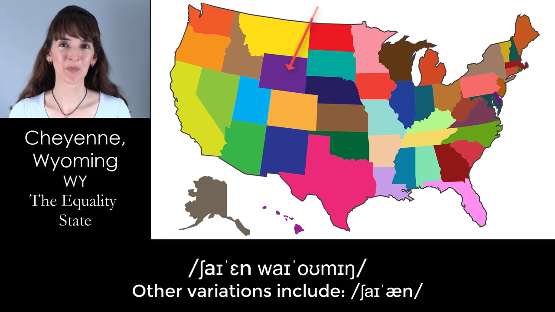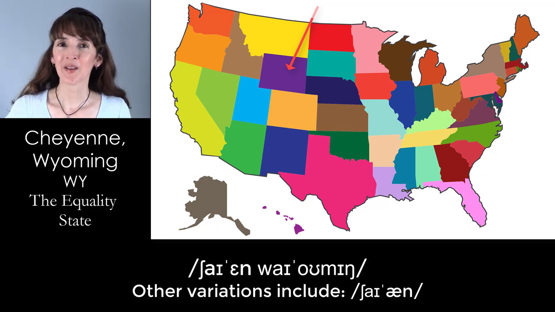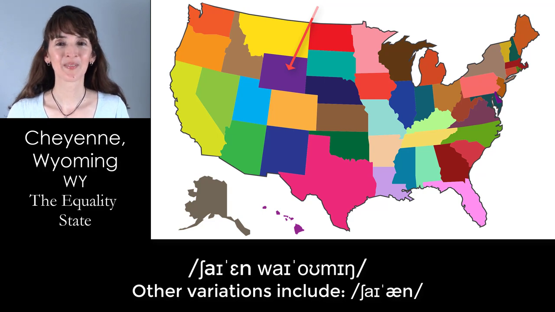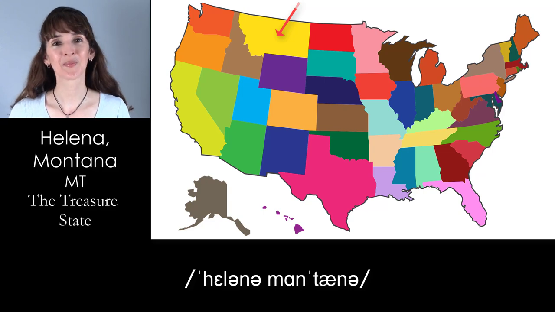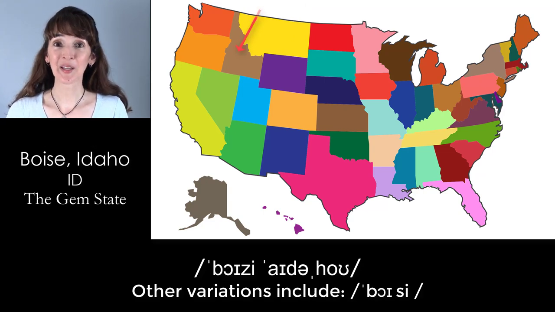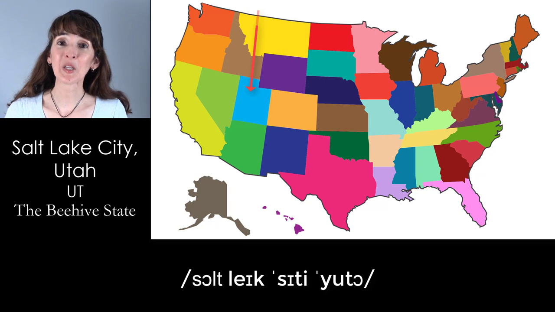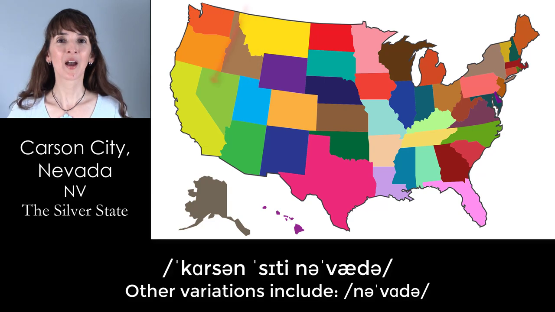Cheyenne, Wyoming, the Equality State. I say Cheyenne, but I've also heard Cheyenne. Helena, Montana, the Treasure State. Boise, Idaho, the Gem State. Salt Lake City, Utah, the Beehive State. Carson City, Nevada, the Silver State. I say Nevada. I also hear Nevada sometimes, so take your pick.